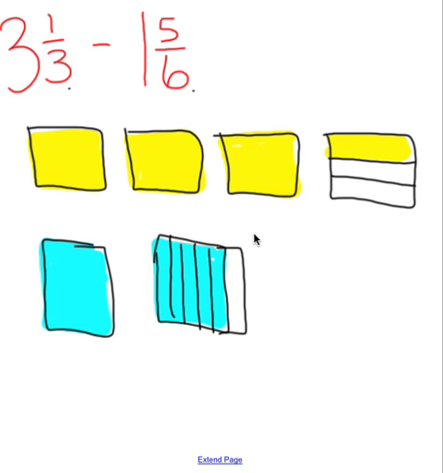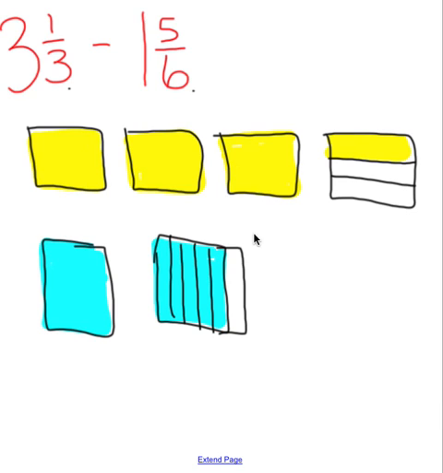Then underneath I drew the representation of 1 5/6 that you see colored in blue. I drew 1 whole, and I drew vertical lines to represent the 5/6. You want to make sure that you have opposite lines for each fraction in your equation. The next step that I need to do is find a common denominator.